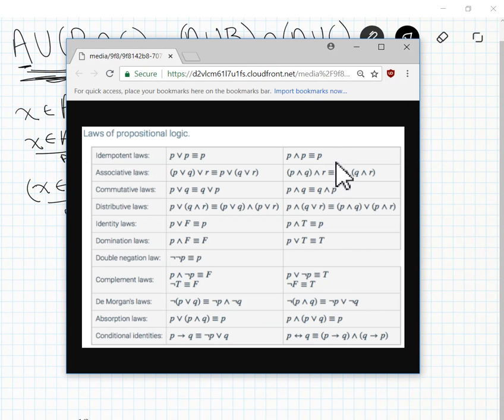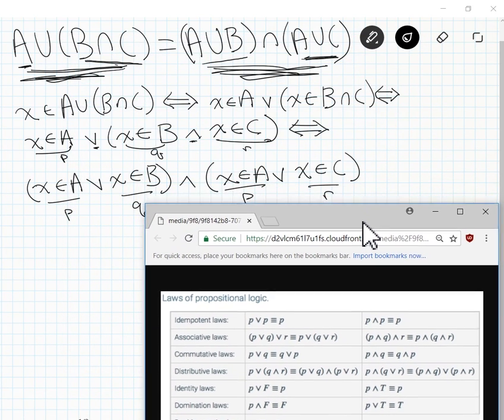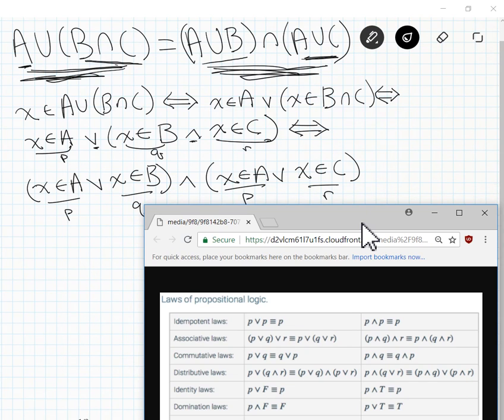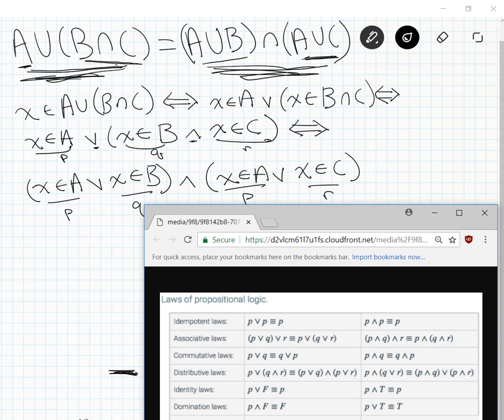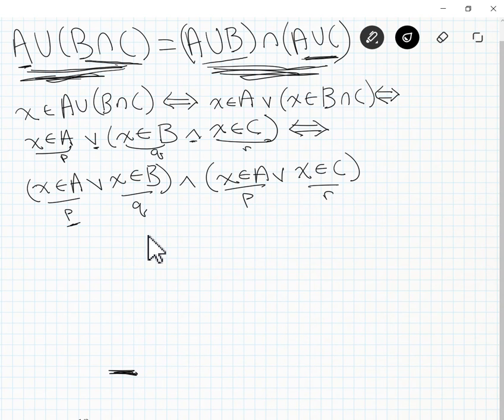So that follows the distributive law. This one right here, P or (Q and R) is logically equivalent to (P or Q) and (P or R).